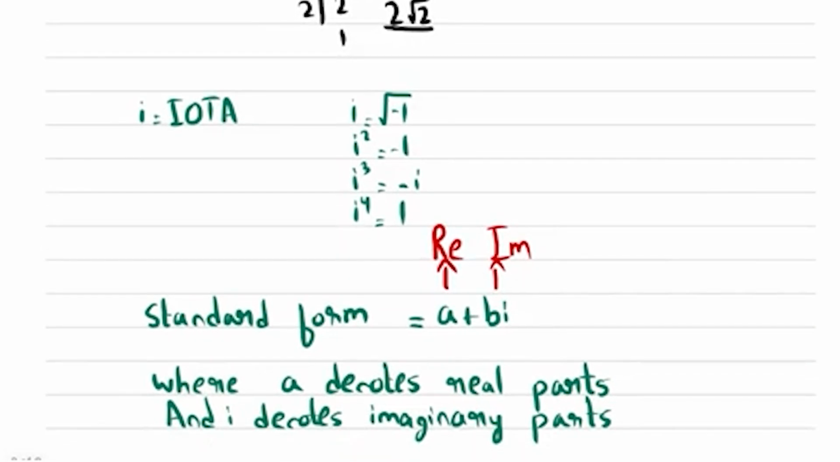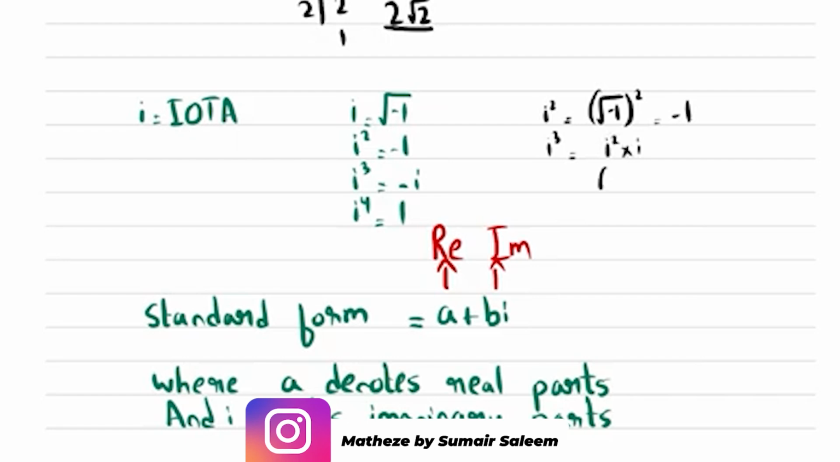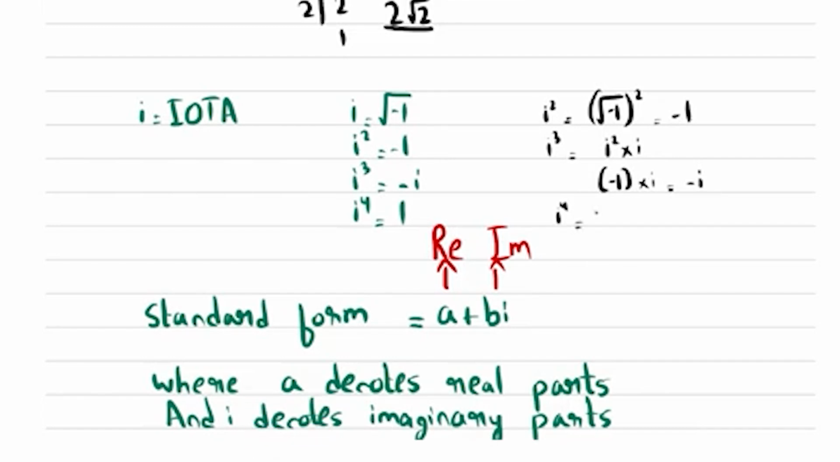Let's proceed further. So I know i is what? Under root -1. What will be i squared? That means under root -1 whole square. That's -1. What will be i cube? It's going to be i squared into i. That will be -1 into i. That's minus i. What will be i power 4? It's going to be i square into i square. That's -1 into -1. That's 1.